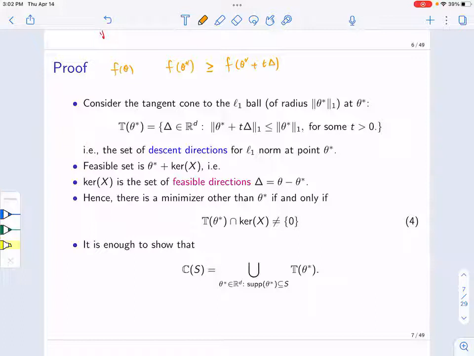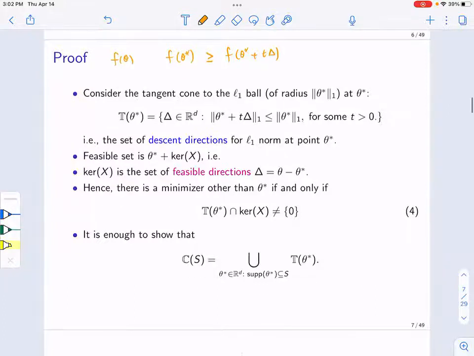There is a t such that this holds, then if I move in that direction with a small step size, I can at least not increase the function and hopefully decrease it. So these are called descent directions, and this tangent cone is defined as the set of directions that are the descent directions of L1 at theta star. Okay, so at theta star, look at all the possible deltas for which there is some t such that this is less than theta star.